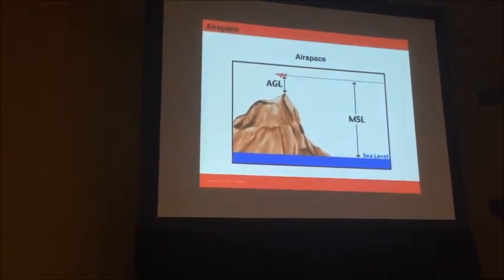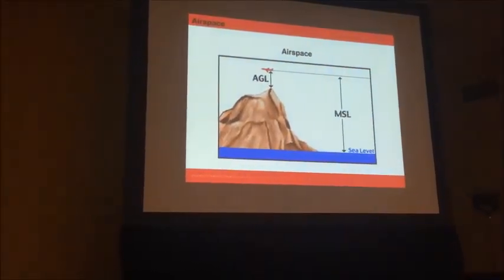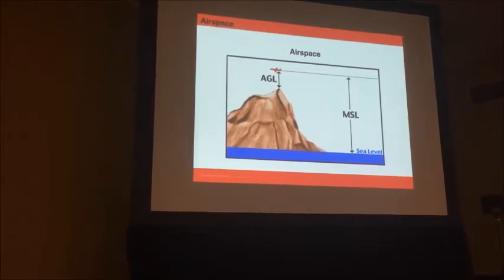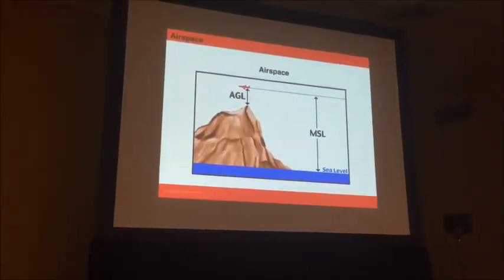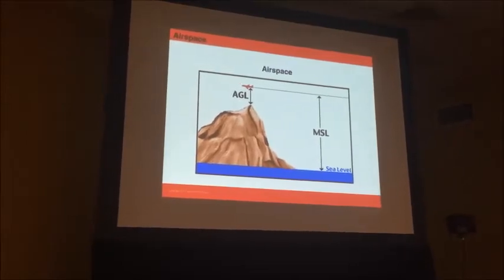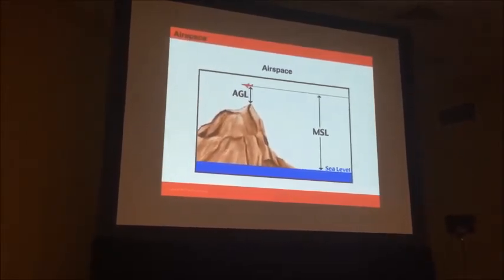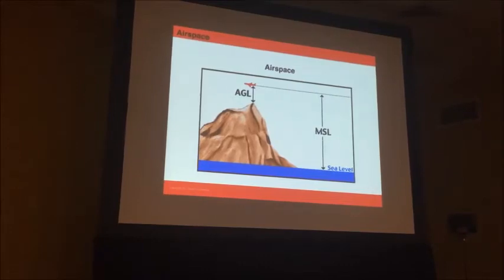This is a good example of the difference between the two. AGL is, if you were sitting on top of that mountain, how far you would fall to the ground. Well, I guess if you were sitting on top of the tower, it's how far you would fall to the ground. MSL is what the altimeter would be reading if you were in here.